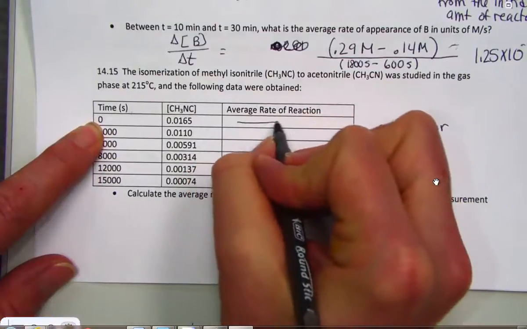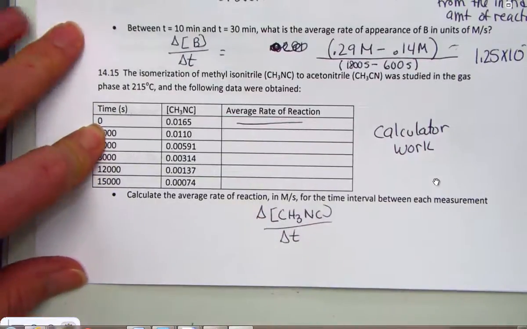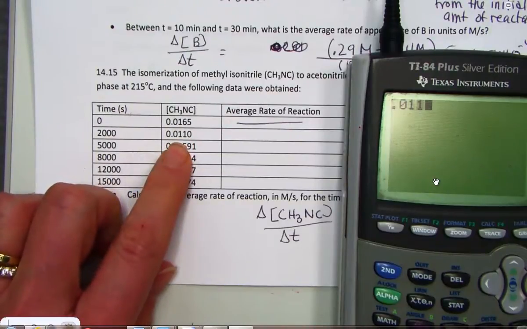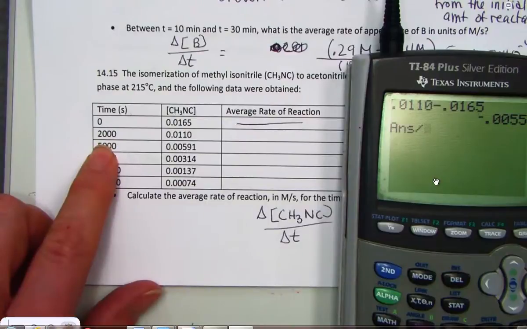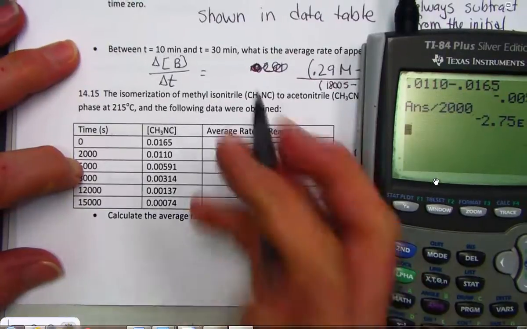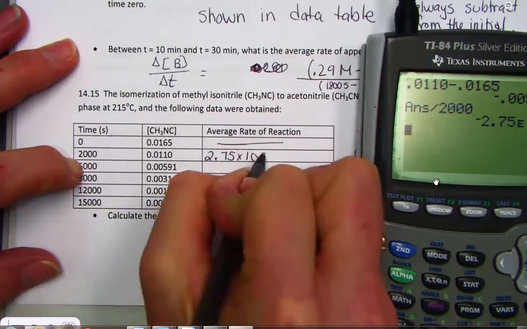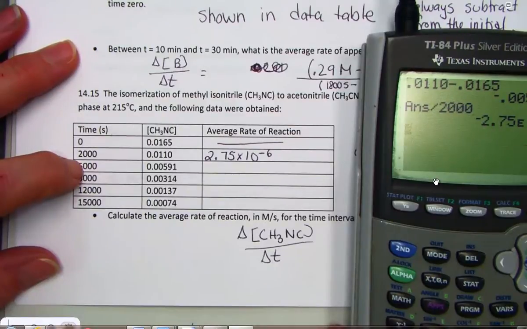Now keep in mind, we cannot have an average rate at an initial time 0. There's nothing to compare it to, so I'll just cross off that first line. And so when I compare line 2 to line 1, the change in concentration, 0.0110 minus 0.0165, divided by the time interval of 2000 minus 0. Even though my rate is negative, I do not report rates as negative. The negative is there to let me know the reactant is disappearing. Its amount value is decreasing, but rates are always reported as positive numbers.